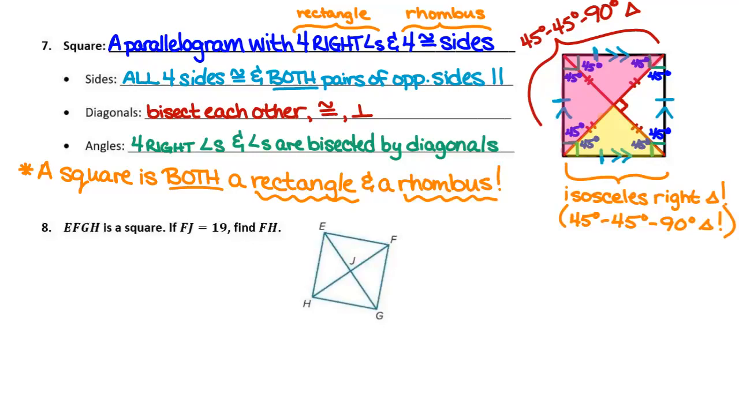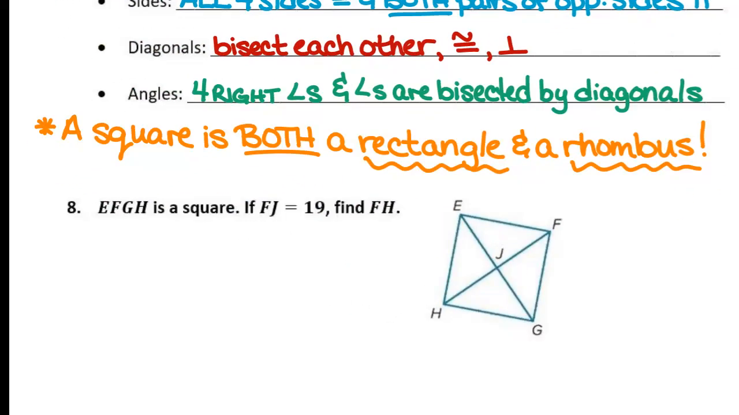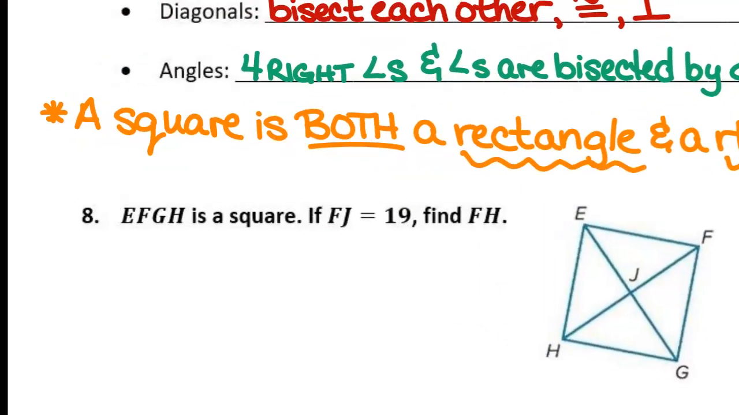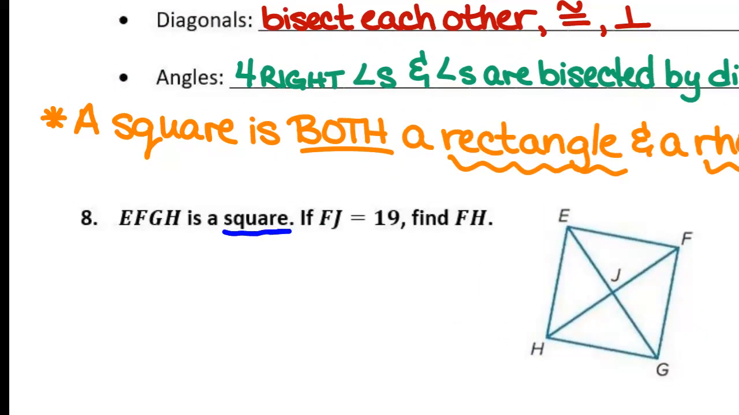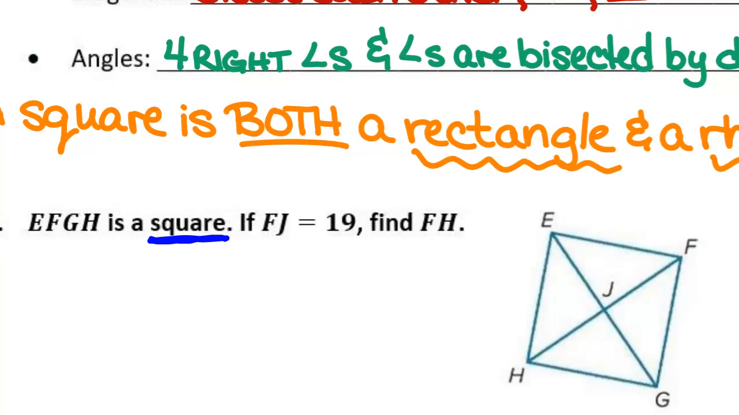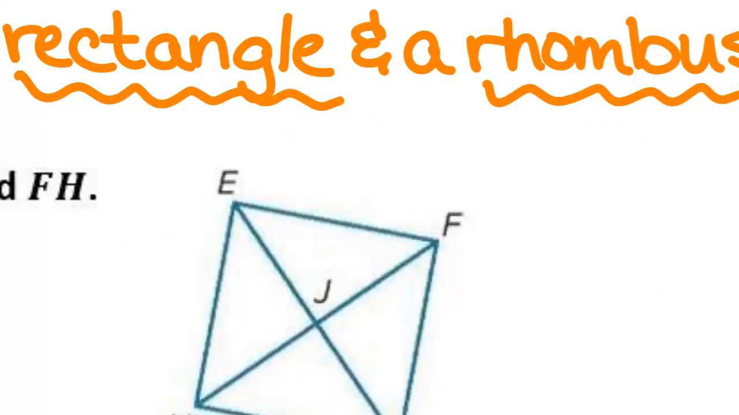All right. Let's see if we can use this information to answer a couple questions about squares. We got 3 questions about squares that we're going to answer. Number 8 says that EFGH is a square, and then it says that FJ is 19. So from F to J, this segment right here is 19.